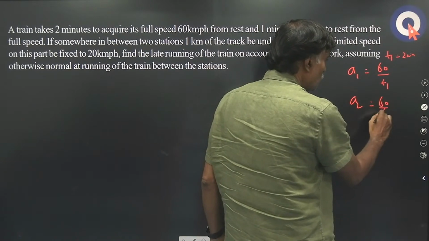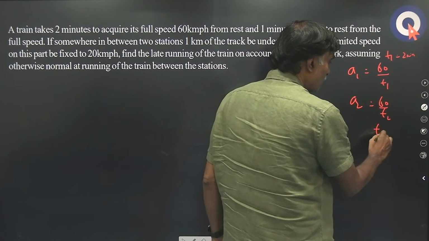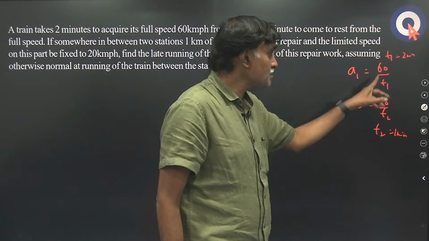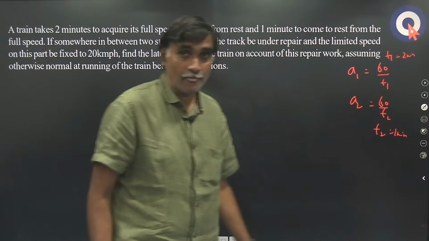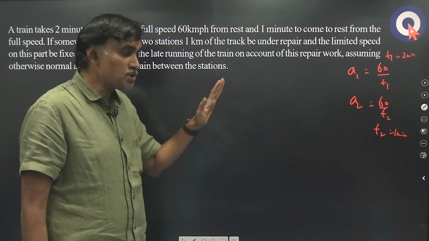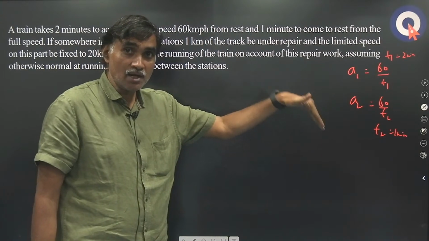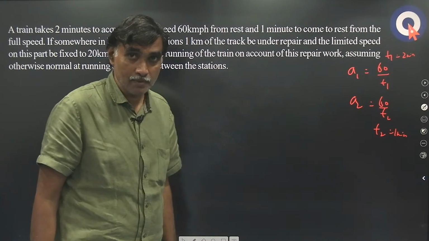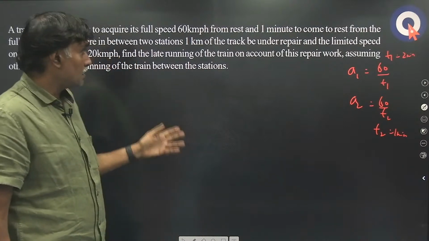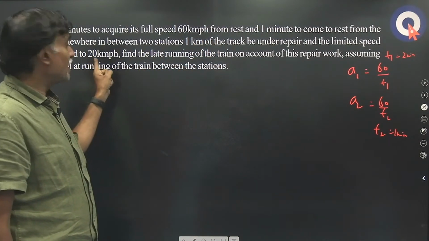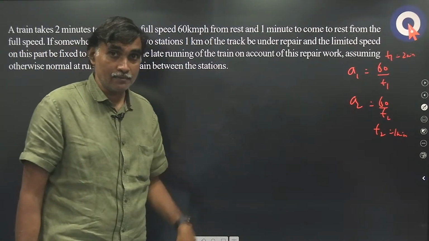60 by T2, where T2 is 1 minute. So this is maximum retardation and this is maximum acceleration. Okay. So it should accelerate up to 60, then move with constant velocity, then retard and stop at station B. But in between, a 1 kilometer track is under repair where speed cannot be more than 20.